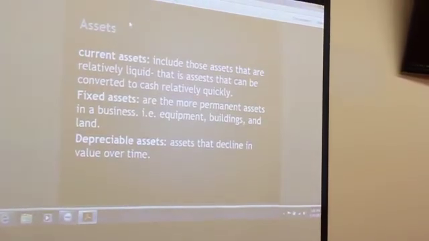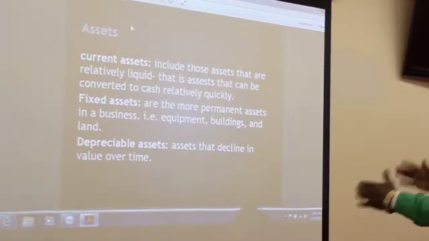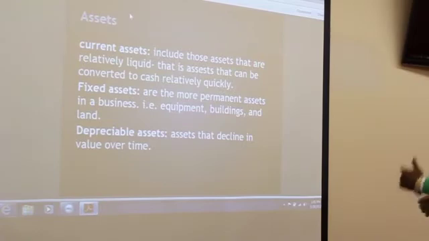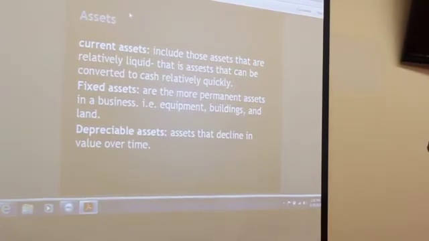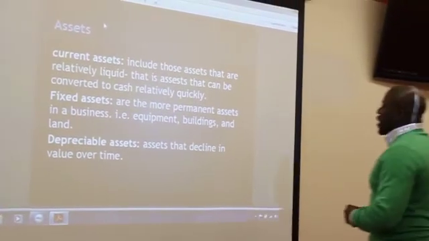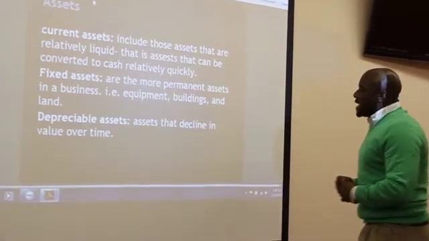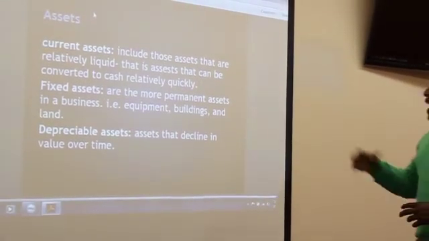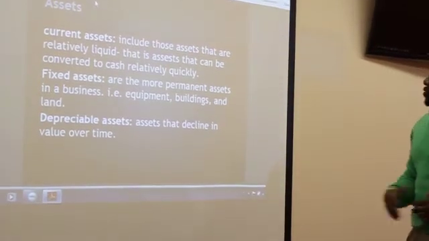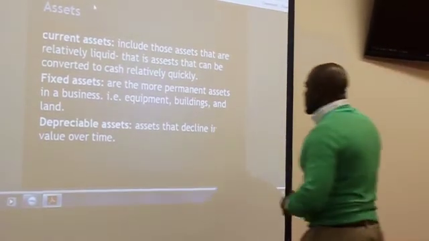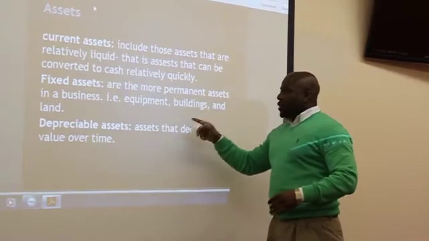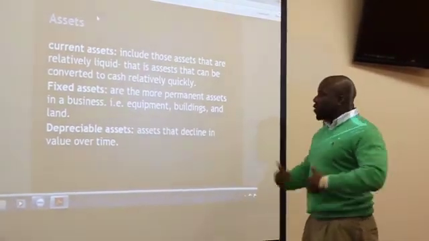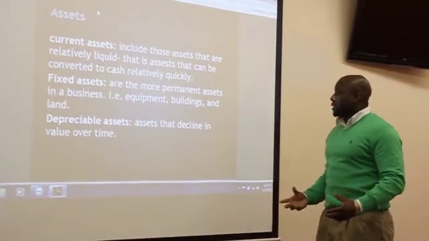Current assets include those assets that are relatively liquid. That is, assets that can be converted to cash relatively quickly. Fixed assets are the more permanent assets in a business: equipment, buildings, and land. Depreciable assets decline in value over time. So eventually, your equipment and buildings will become depreciable assets because they will depreciate over time, more than likely.